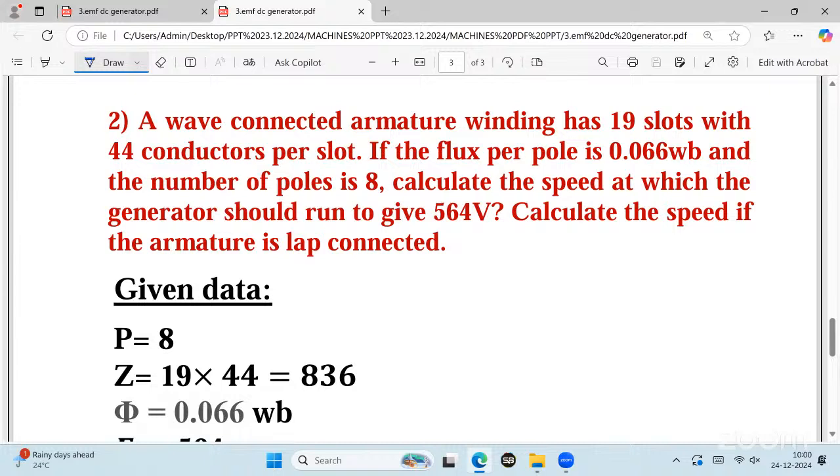If the flux per pole is 0.066 Weber and the number of poles is 8, calculate the speed at which the generator should run to give 564 volts. Calculate the speed if the armature is lap connected. Complete the question.